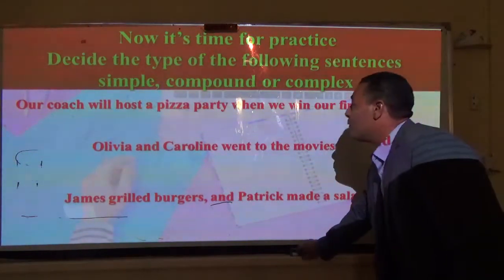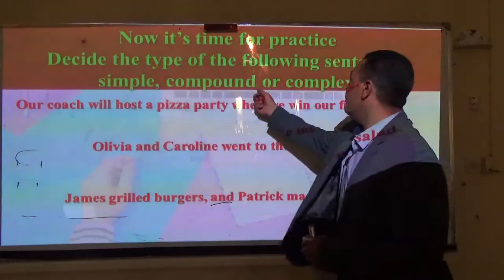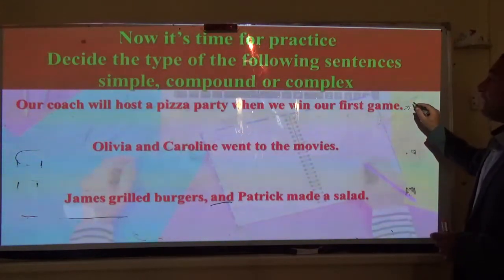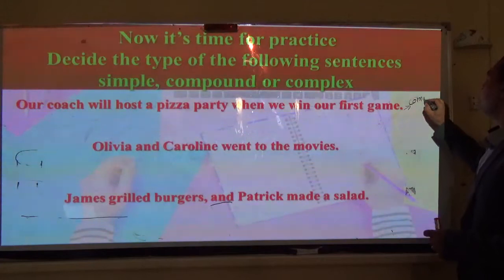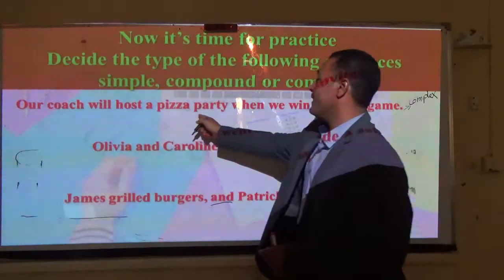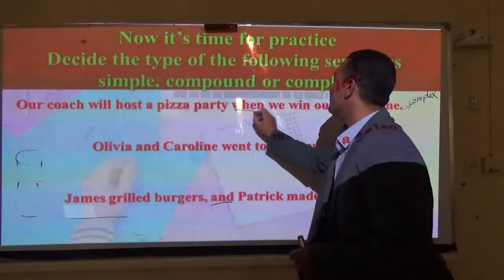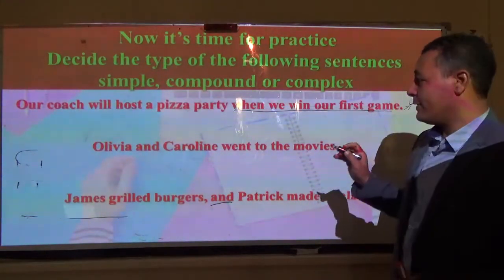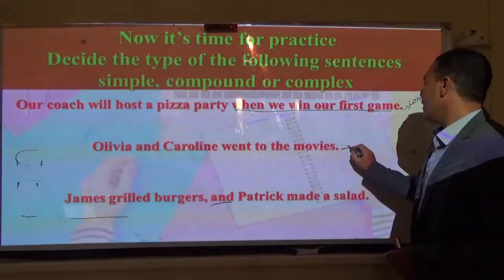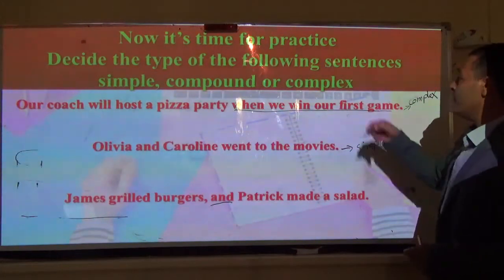What about the first one? Can you tell me, is it simple or compound or complex? It's a complex. Our coach will host a pizza party. This is an independent clause. When we win the first game, this is a dependent clause. So we will check your answers. Olivia and Caroline went to the movies. This is a simple sentence.